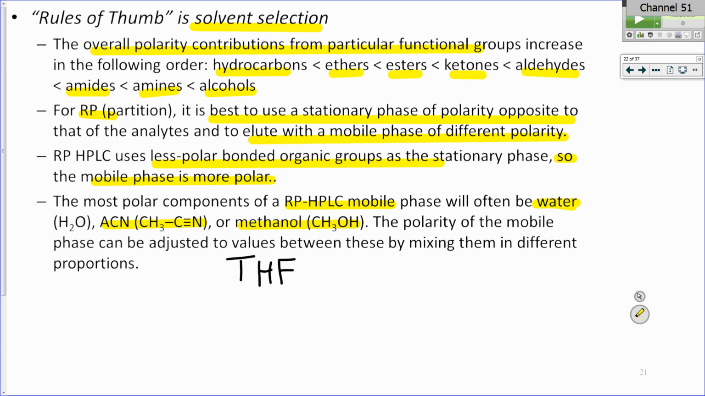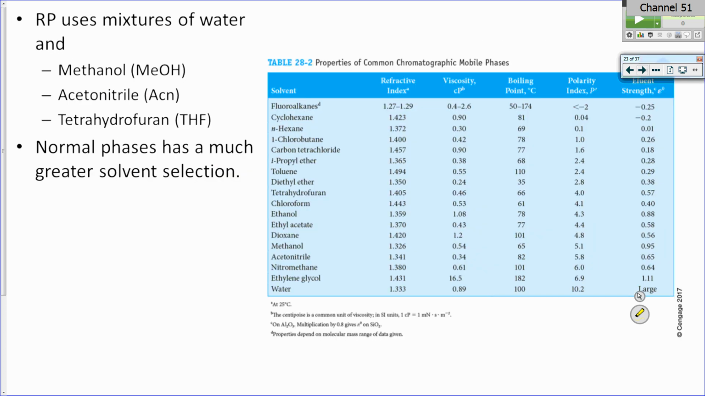But we mix different ratios of those solvents to change the strength of the mobile phase to get things to elute off of our column. So again, those are our three solvents that we use.